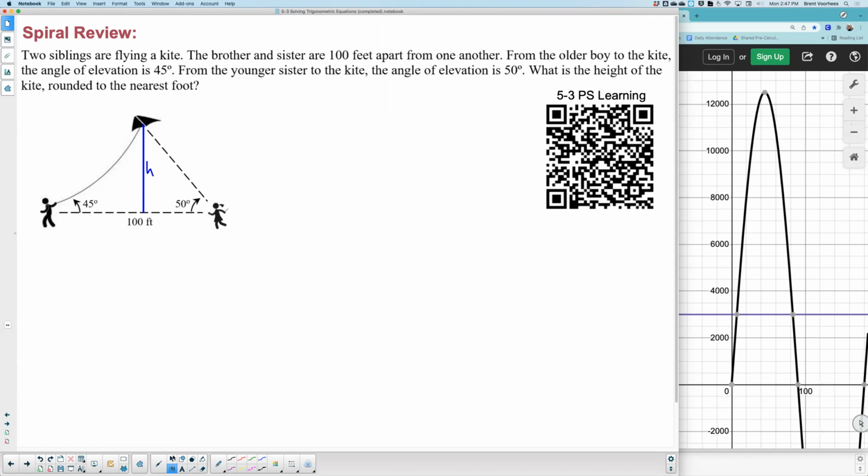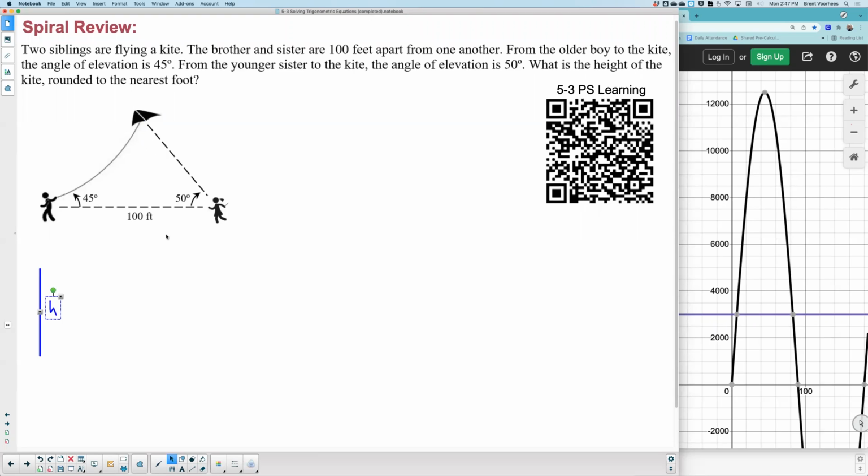So before I find the height, I have to solve this triangle a different way. So how can I solve this triangle first? We have two angles. Can I find the third angle? How many degrees are in every triangle? 180. So we could say 180 minus 45 minus 50. Anybody know what that is off the top of their head? 75. That's close. 85. There we go. It's 85.